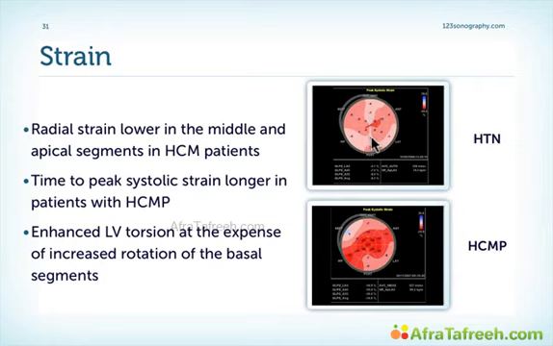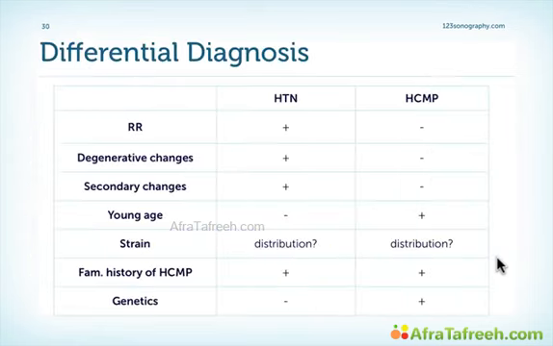Just a few words about strain. There is evidence that patients with hypertensive heart disease have a different pattern with respect to strain than patients with hypertrophic cardiomyopathy. But it's probably too early yet to really describe the exact pattern and the exact difference between the two. So this is something that will maybe be important in the future, but presently we cannot use it on a routine basis to really differentiate them. This table just shows you the different features of hypertrophic cardiomyopathy and hypertensive heart disease and how we can differentiate the two. This table can also be found in your fact sheets.